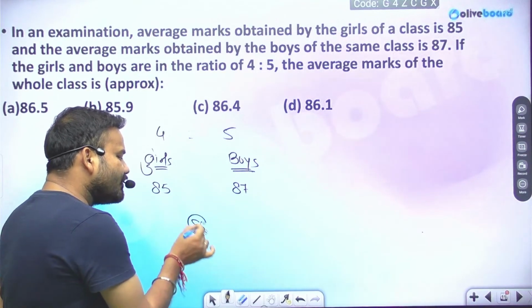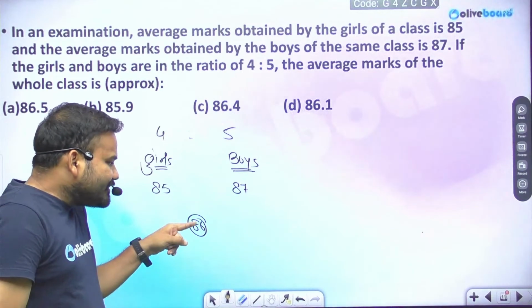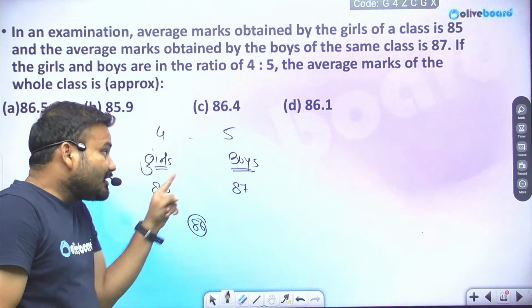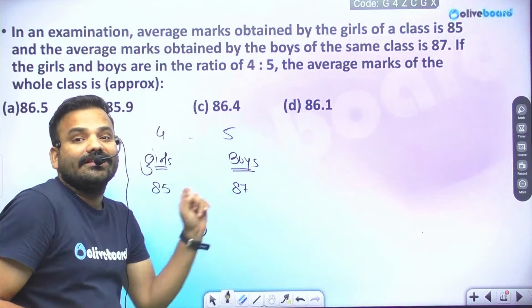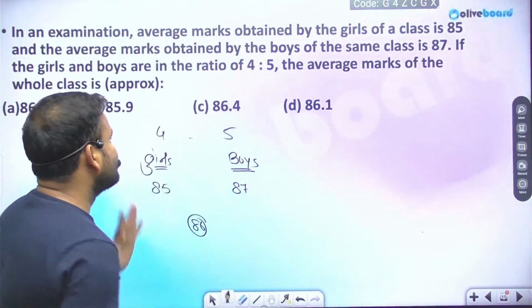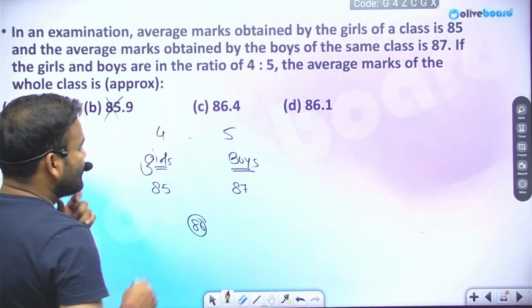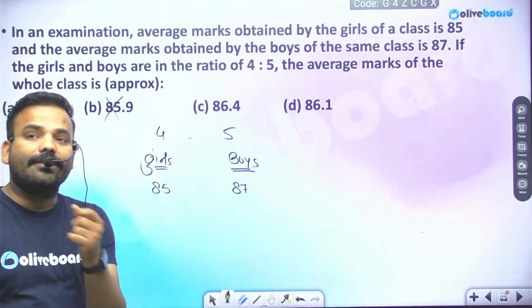So the answer will not be 86. It will be more than 86 because 86 is exactly in between both the numbers. But here the strength of boys is more, so that means the average has to be closer towards 87. So the answer should be more than 86. So we do not have this option, more than 86. Other three options are more than 86. So this was eliminated. So how to attempt this question?